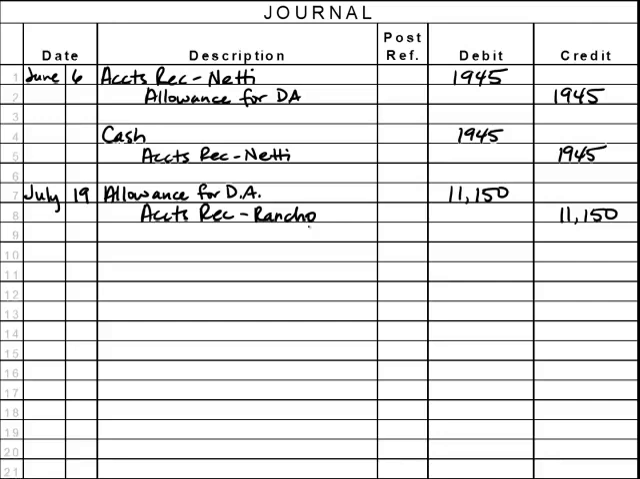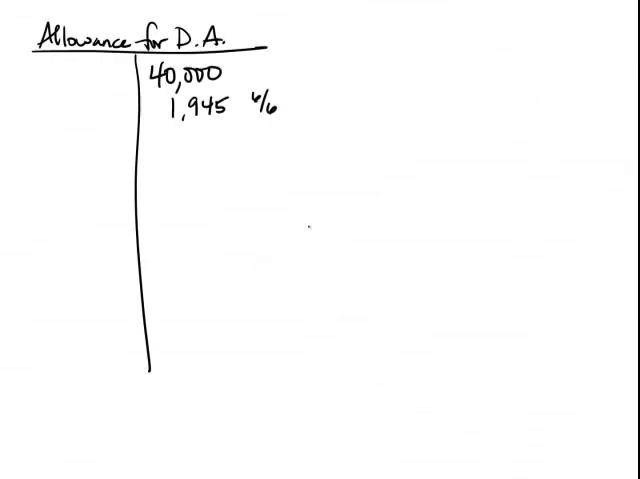Okay, we just wrote them off. They went bankrupt. We're saying, well, we're just going to take them off our books because they're not going to pay us. So let's post that to our T account for allowance. That'll be a debit of $11,150. And that was July 19th.